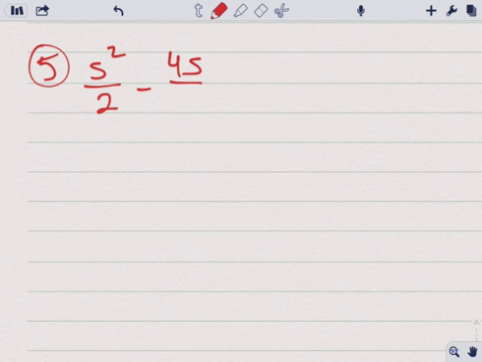Okay, this is 5-8 part 3. We're going to deal with a few more that will have quadratics in them. Okay, so this is number 5 for your examples. We have s squared over 2 minus 4s over 3 equals 1/2.